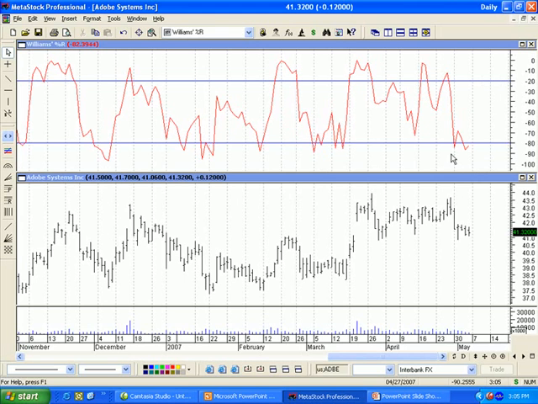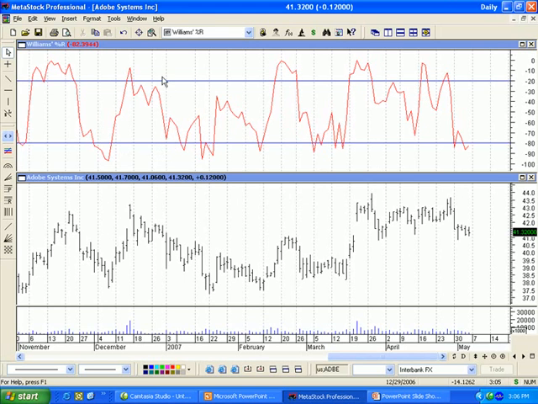When the actual indicator itself reaches a level below this negative 80 point here on this particular window, it is basically saying that the security or market is in an oversold situation, or it is relatively low compared to where it's recently been. It's very important.